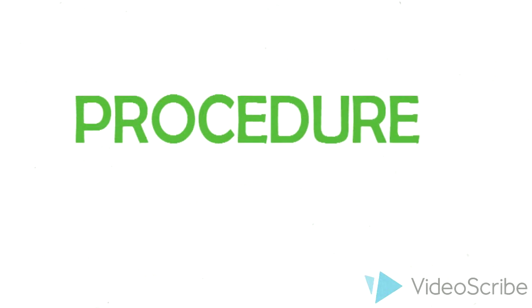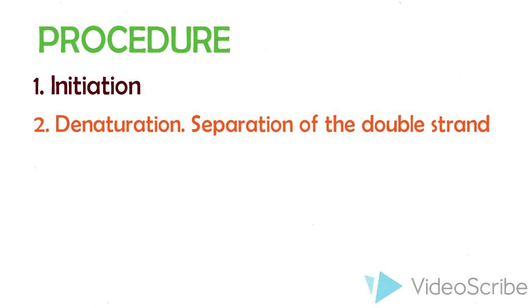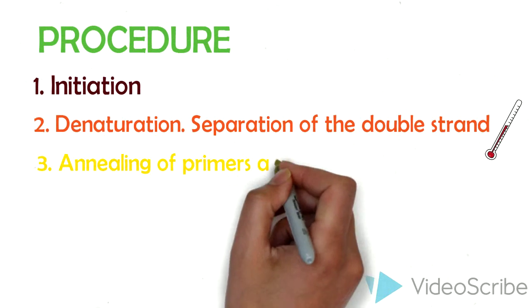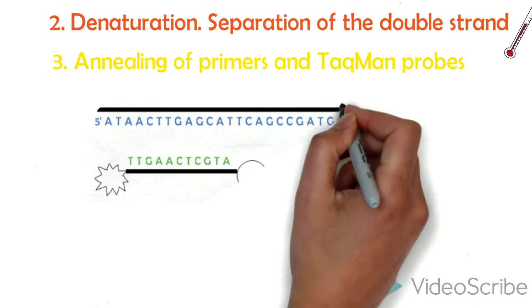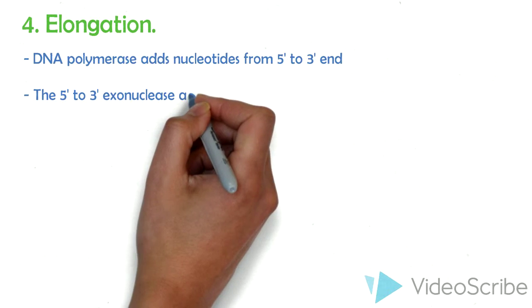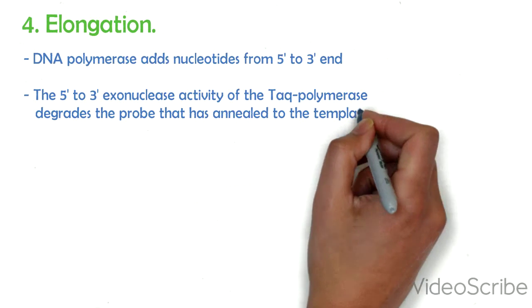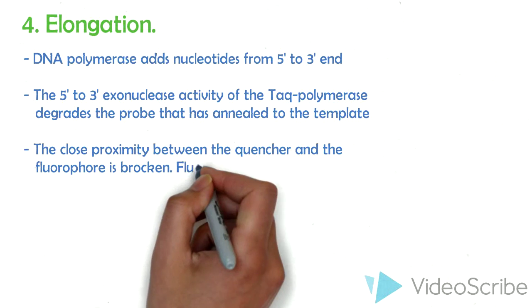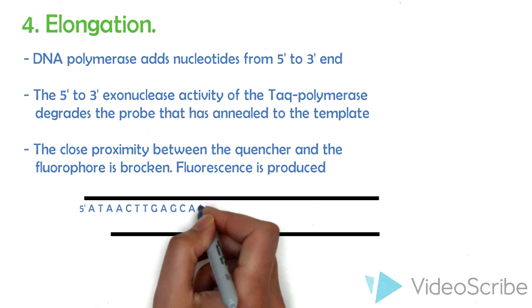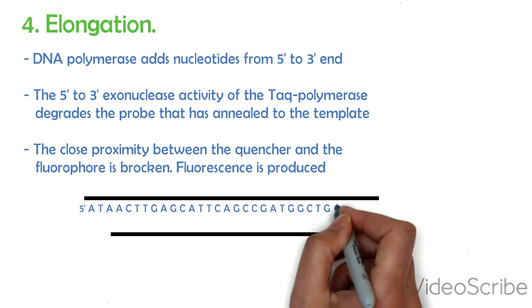Procedure: initiation, denaturation, separation of the double strand, annealing of primer and TaqMan probe, elongation. DNA polymerase adds nucleotides from 5 to 3. The 5 to 3 exonuclease activity of the TaqMan polymerase degrades the probe that has annealed to the template. The close proximity between the quencher and the fluorophore is broken. Fluorescence is produced.